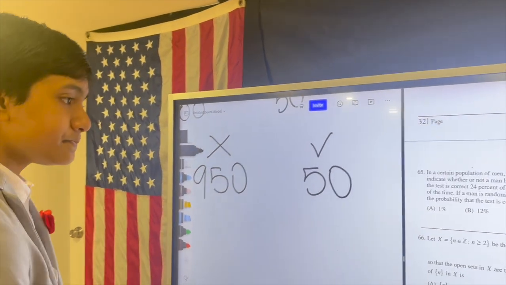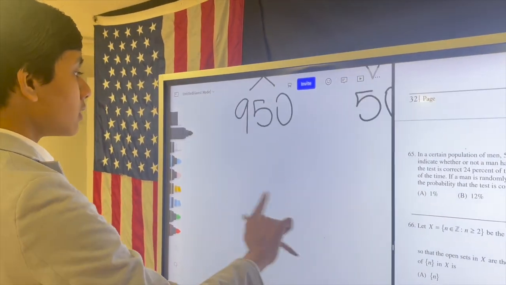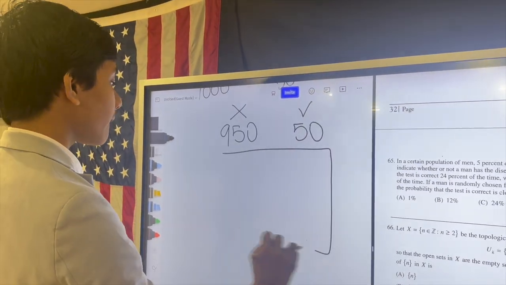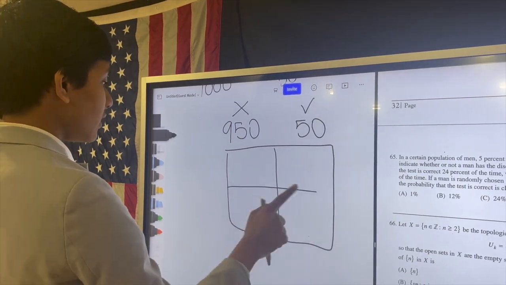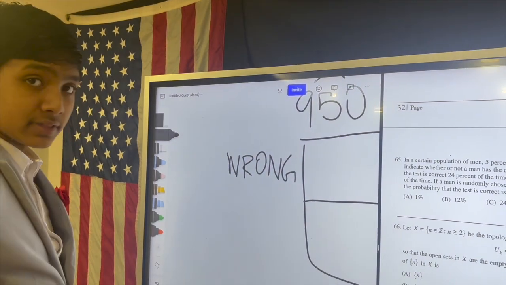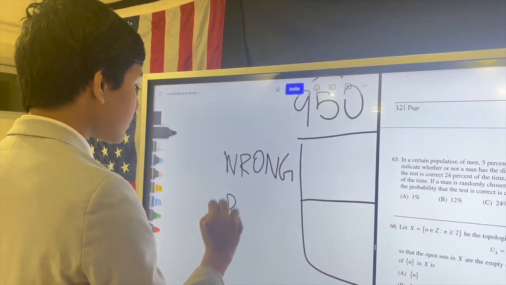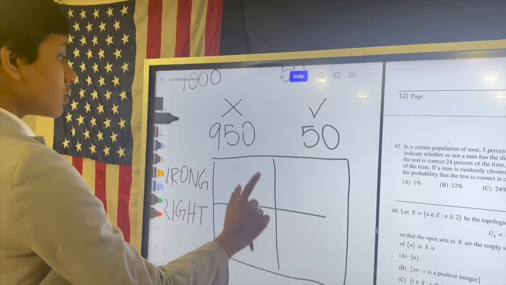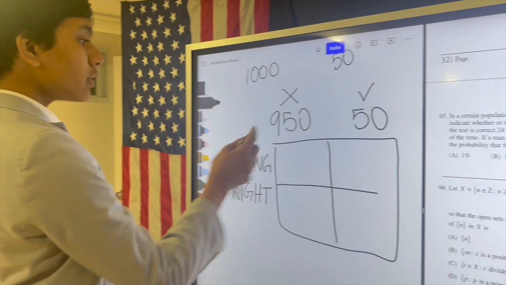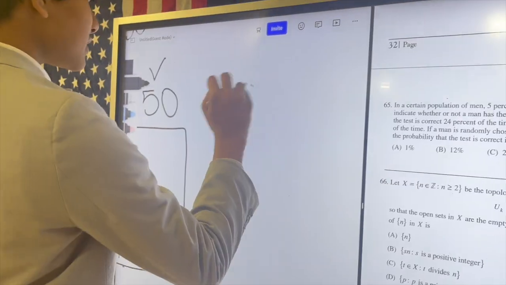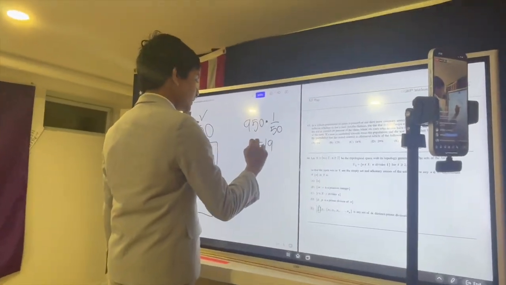So now, we're going to categorize the test results by whether they are wrong or whether they are right. The test goes wrong for healthy people only 2% of the time. 2% of 950 is, of course, just 19.